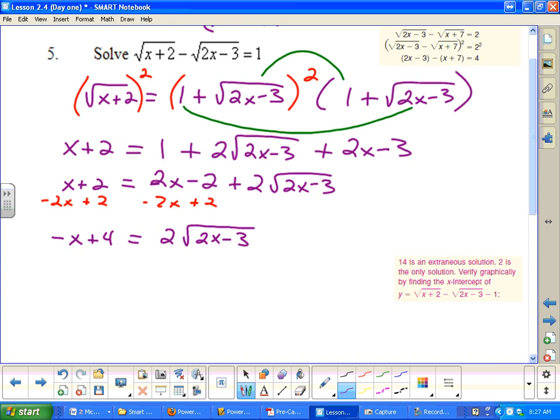Now, I'm still not going to divide by 2 here, because I don't want 1/2 over here. So I'm going to square both sides now.